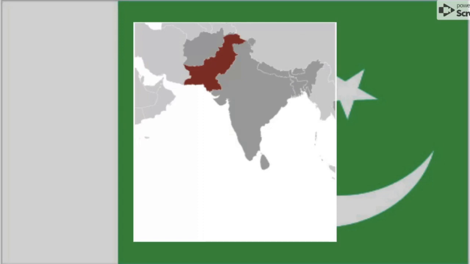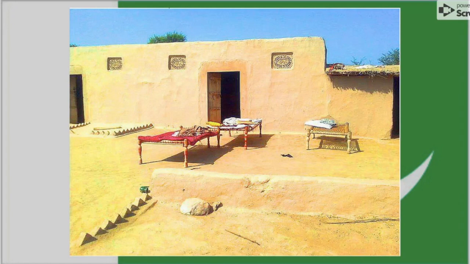Pakistan is located in southern Asia, bordering the Arabian Sea, with India to the east, Iran and Afghanistan to the west, and China to the north. Once a part of India, Pakistan is now its own country with its own people. There are many different cultures represented in Pakistan.